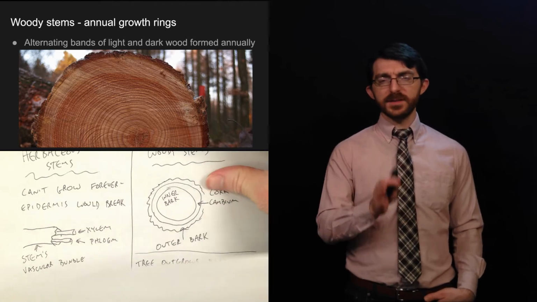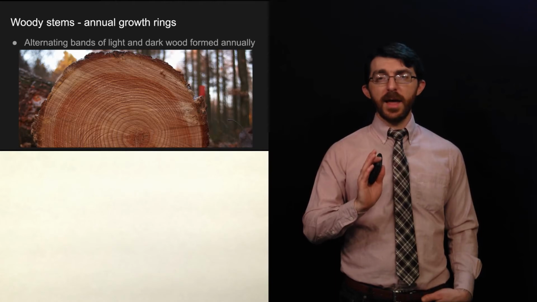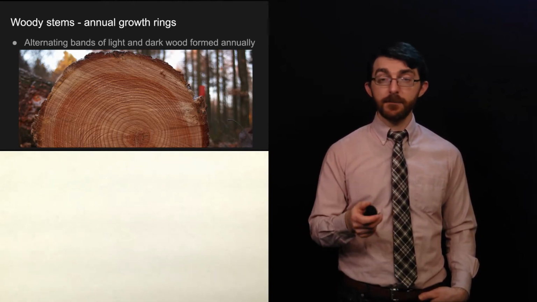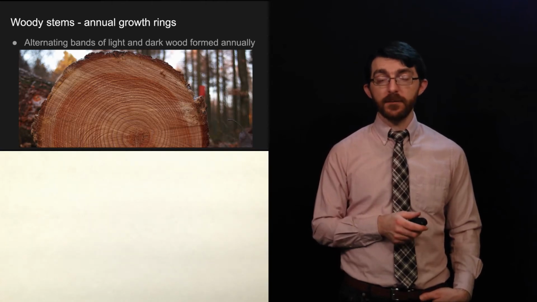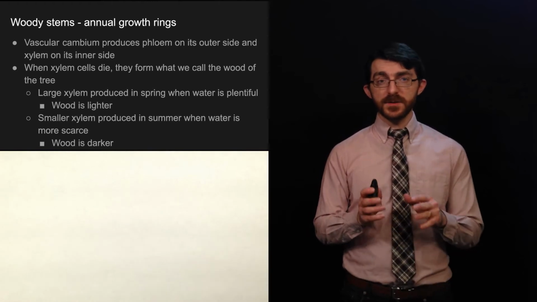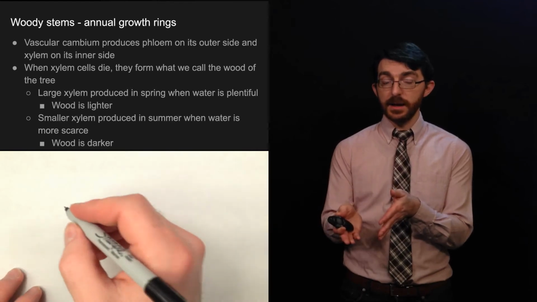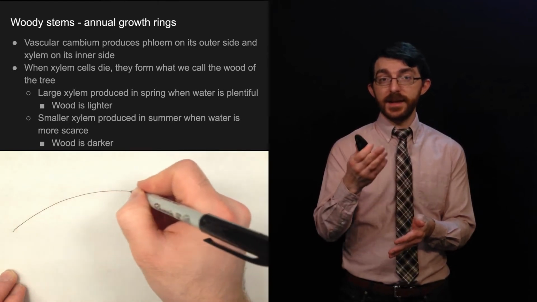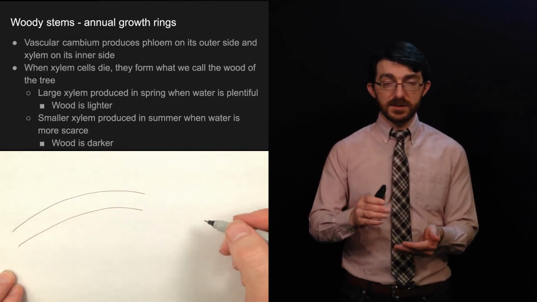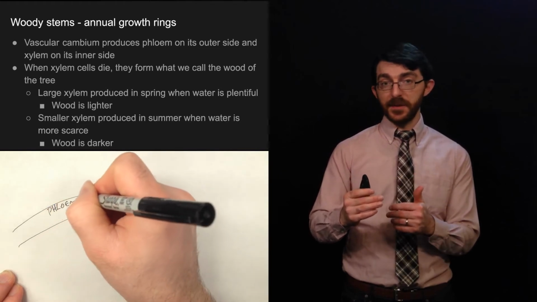So woody stems, trees, are also marked by something that you've probably heard of, and that's annual growth rings. These are alternating bands of light and dark wood that form annually every year. So here's how this works. The vascular cambium produces phloem on its outer side and xylem on its inner side. So the two sides of vascular cambium have different kinds of vascular tissue on them. Phloem on the outside, xylem on the inside.